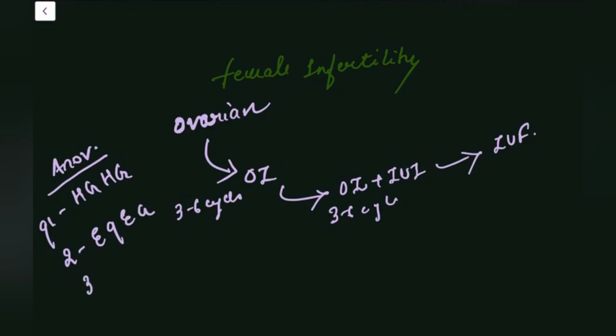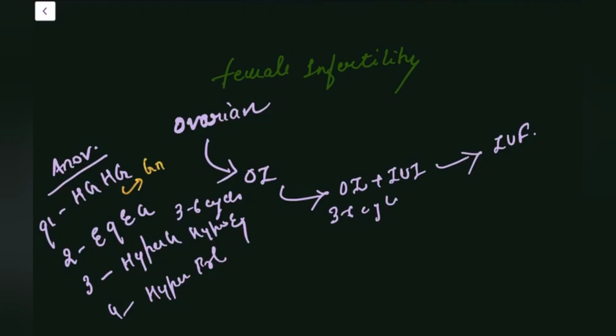The group 3 is hypergonadotropic hypogonadism, and the group 4 is hyperprolactinemia. Okay, so these are the 4 basic groups of the anovulatory disorders, and we have to treat each one of them accordingly. So for group 1 disorders, we give gonadotropins or pulsatile GnRH therapy.